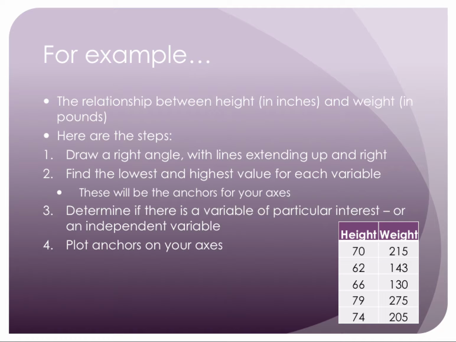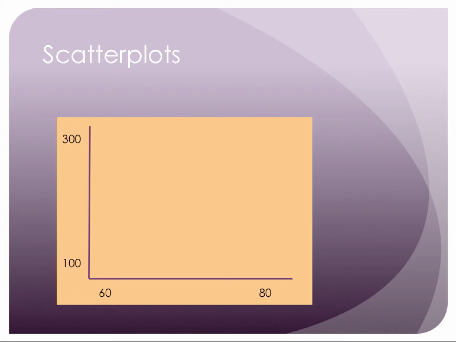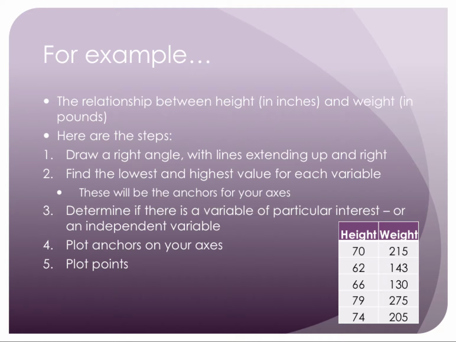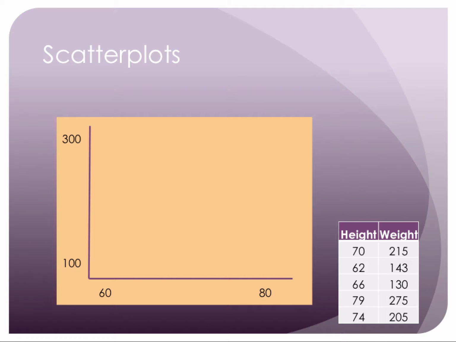So now we just plot our anchors on our x and y-axis. So we have 60 and 80, and 100 and 300. And then finally, we're going to plot our points. So you can go through and say, okay, we have one value of 70, that's right around here, and another that's 215, that's going to be somewhere around here. And you'll just put an X or a dot or whatever you want. For 62 and 143, 62 is about here, 143 is around here.